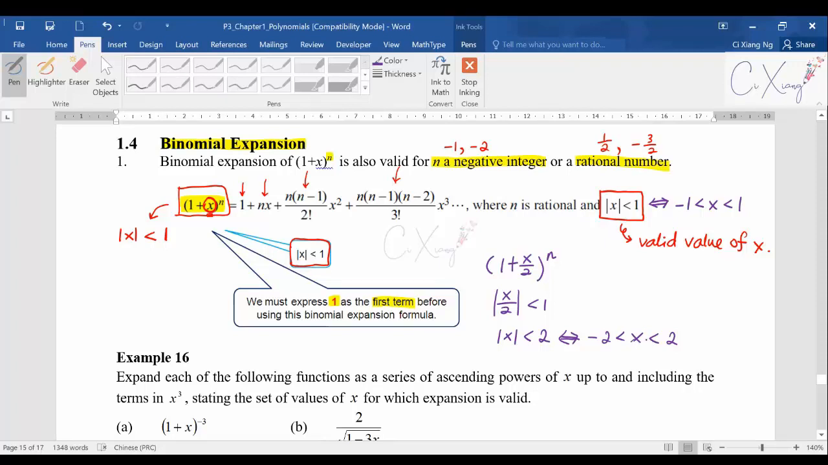So if we have time, maybe we can discuss this valid value of x later. But for now, we will only focus on how to do the expansion and how to write out the valid value of x. How to apply this, we will learn maybe later in the last video for this whole chapter. So this is what you need to know before you can apply the formula. Again, please remember all the rules. Maybe we can discuss some examples here.